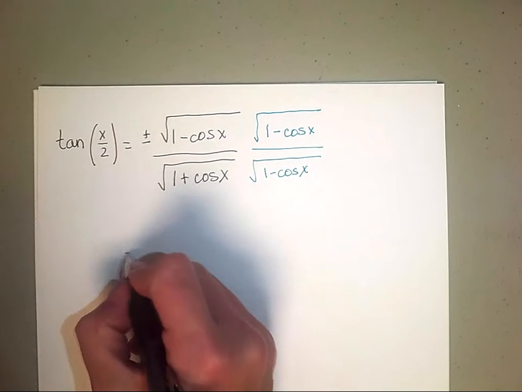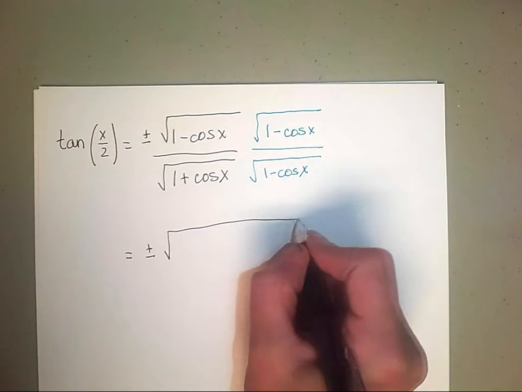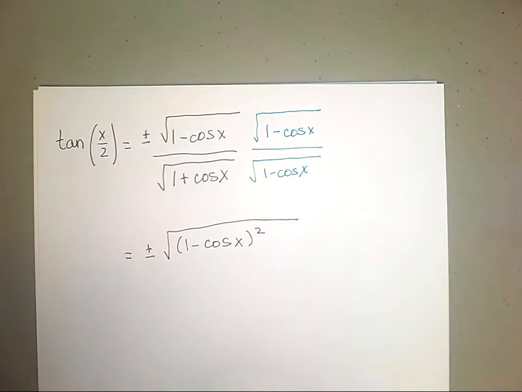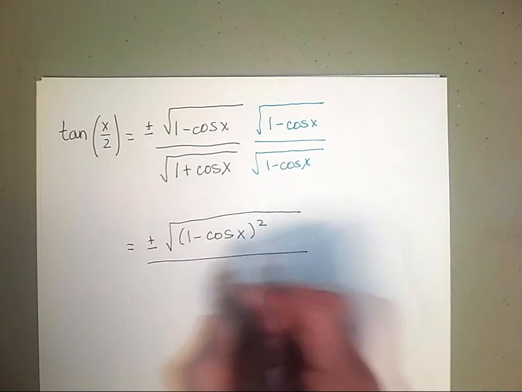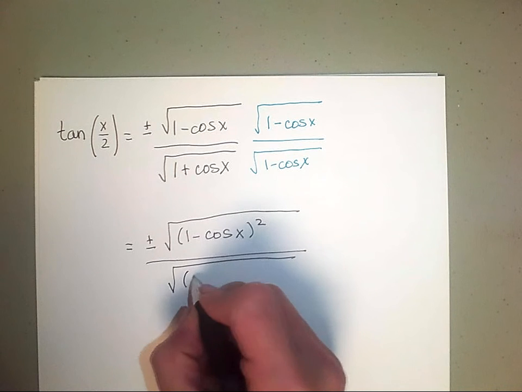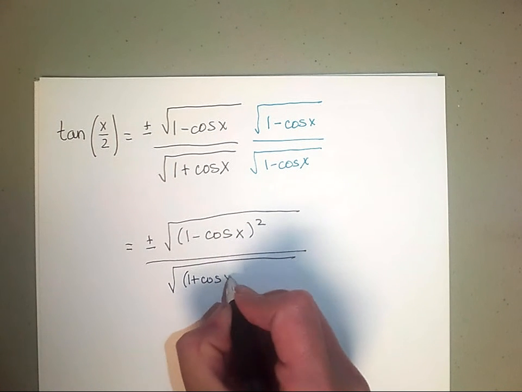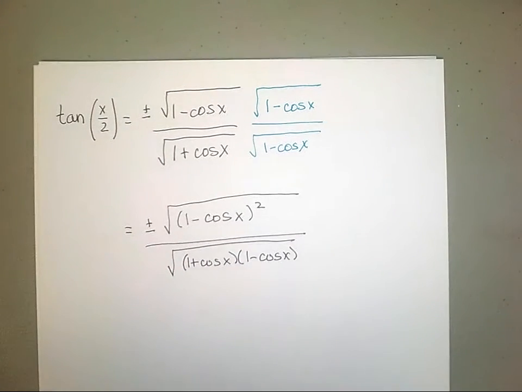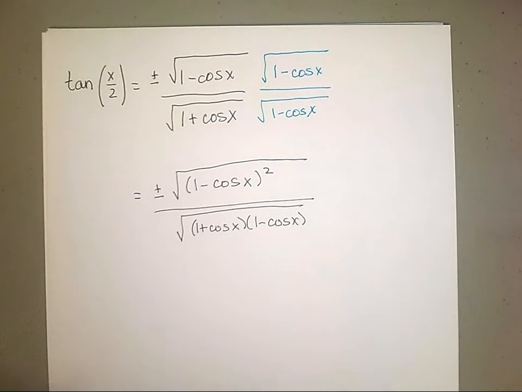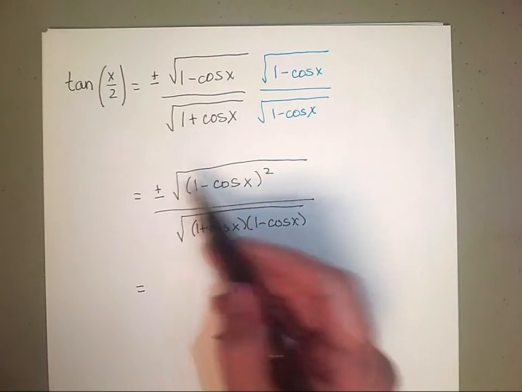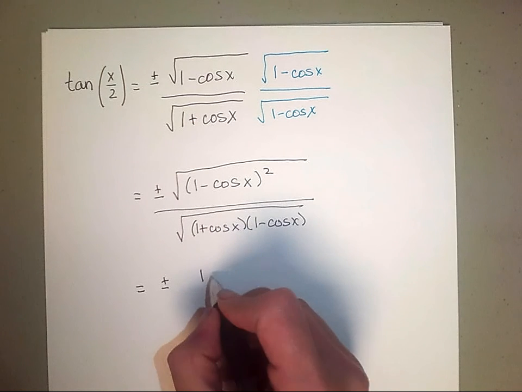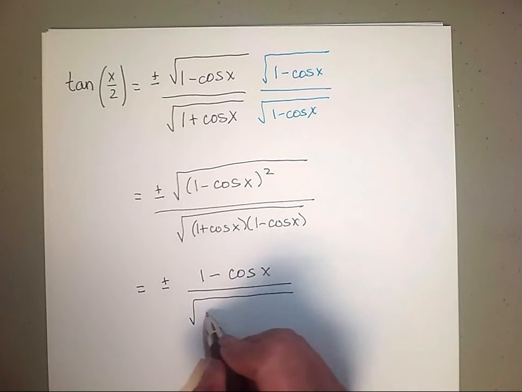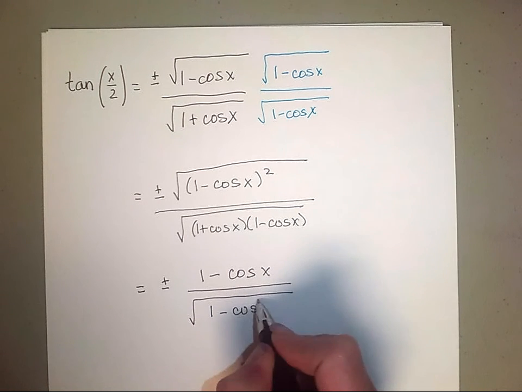I'm multiplying radicals, so this is equal to plus or minus the square root of 1 minus the cosine of x squared divided by 1 plus the cosine of x times 1 minus the cosine of x. Now the square root and the squaring will undo each other, so we'll have 1 minus the cosine of x up top. And down below we have the square root of 1 minus cosine squared.